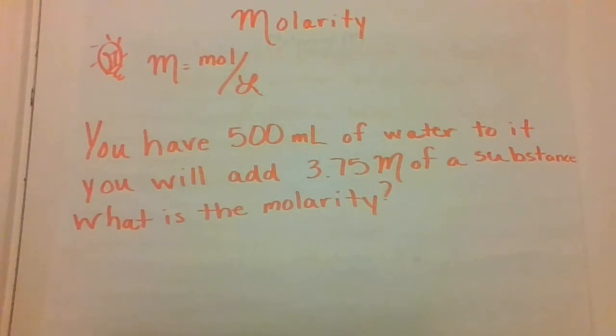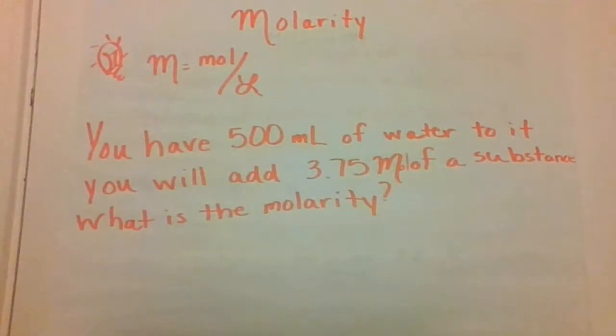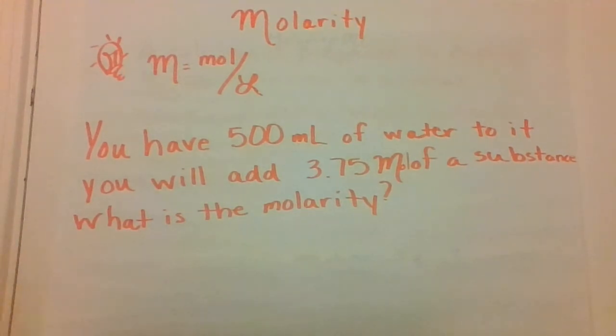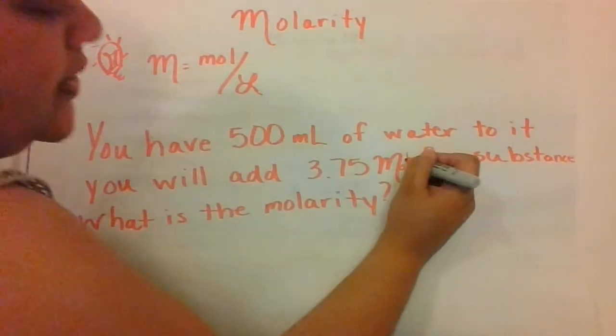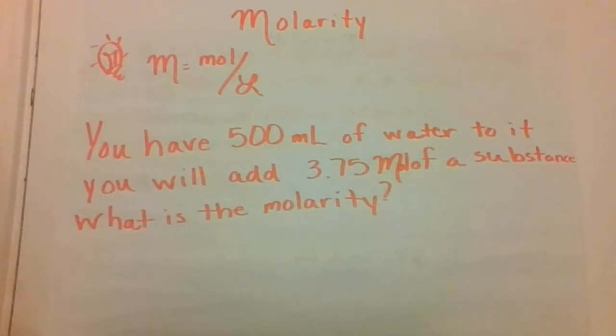The first one is going to be a pretty straightforward one. You have 500 mLs of water. To it, you will add 3.75 moles of a substance. What is the molarity? So let's take some notes.